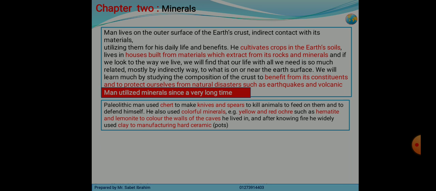He used colorful minerals like yellow and red, as in hematite and limonite, to color the walls of the caves. After knowing fire, he used clay to make hard ceramic. I mean pots.